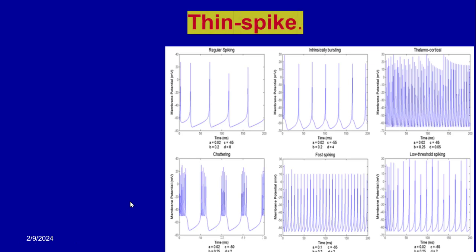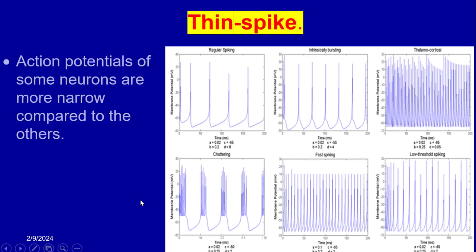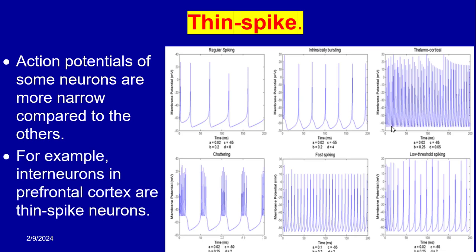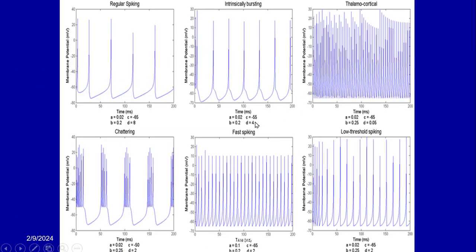Thin spike neurons. Action potentials of some neurons are more narrow compared to others. In this graph you can see that the space between these tonic neurons is more. Here the space in these neurons is less. Here you can compare these, that these are the bursting neurons. Here the space is narrow between the spikes, so they are called thin spike neurons. Examples of these neurons are interneurons in the prefrontal cortex. This is a graph: tonic neurons and thin spiking neurons, and here are the bursting or phasic neurons, and these are also thin spiky, but these neurons are thinner than these two types.